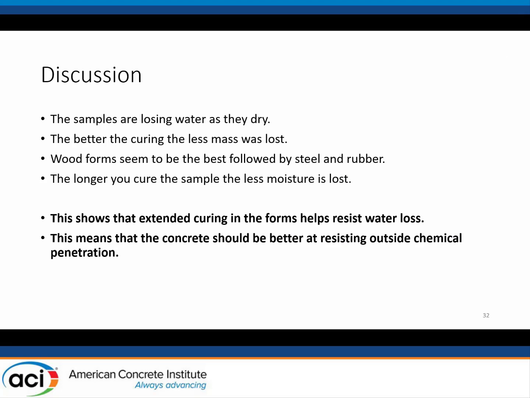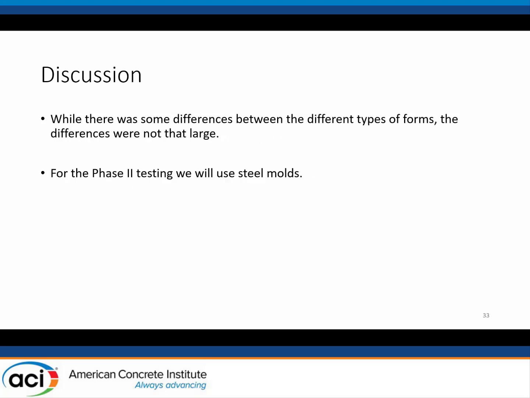So the samples are losing water as they dry, losing mass, right? And the better cured samples are going to lose less mass over time. And the wood forms seem to be the best, followed by steel, followed by rubber, but there's not a massive difference between the three. And the longer you cure the sample, the less moisture is lost. This shows that extended curing in forms will help resist water loss, this drying that happens. This means the concrete should be better at resisting outside chemical penetration, and we will check that coming up.